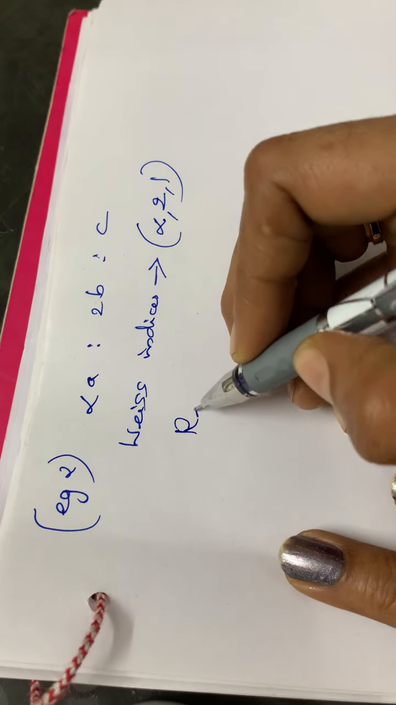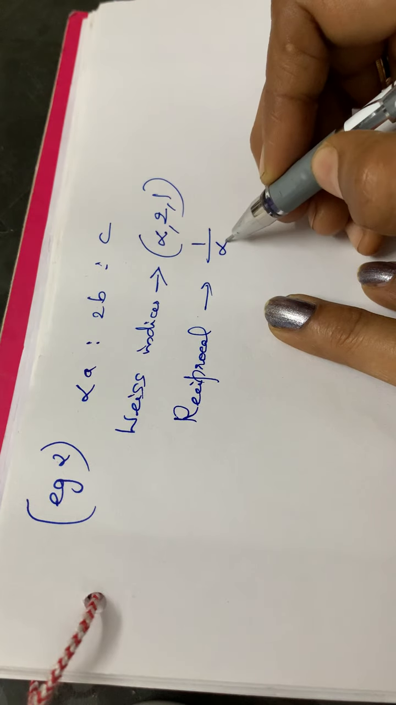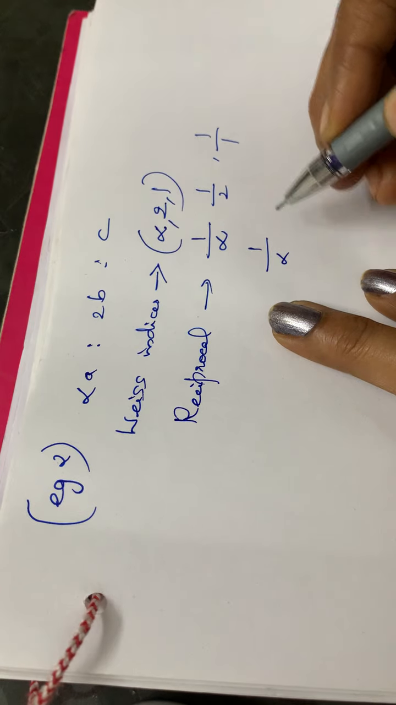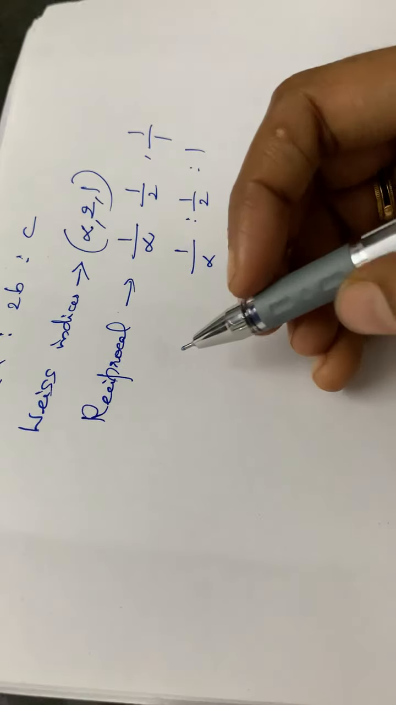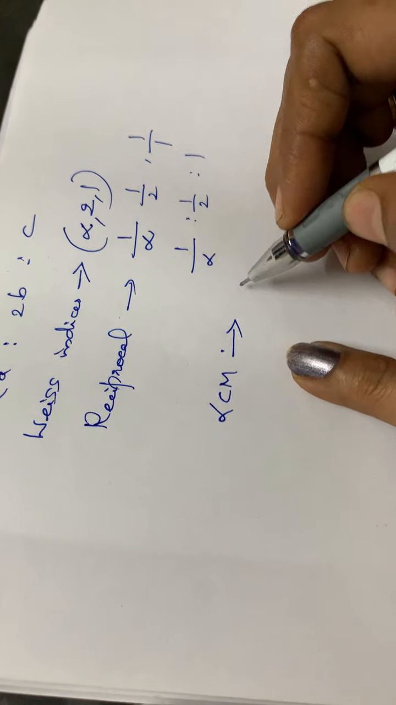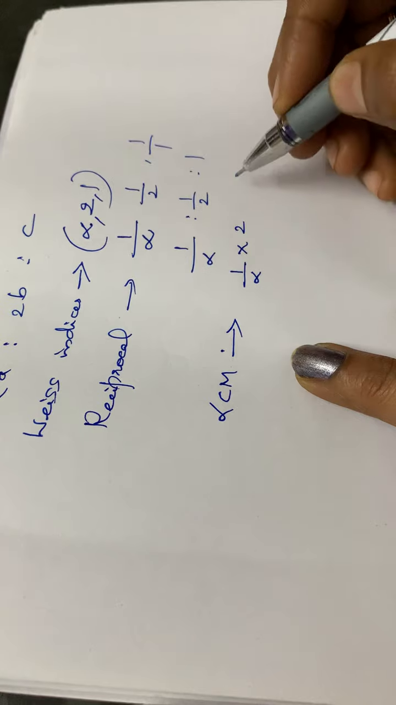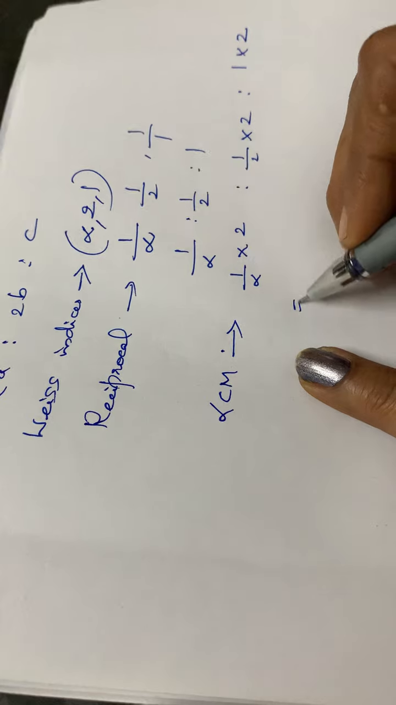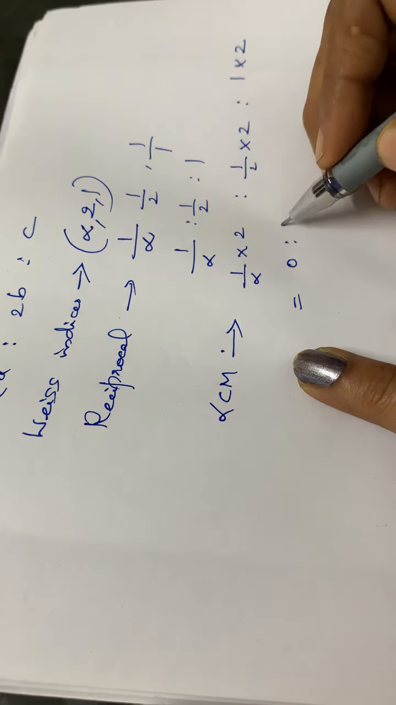Then what is the next step? You have to take the reciprocal. So reciprocal means it will be 1 by infinity, then 1 by 2, then 1 by 1. Then what is the next step? You have to take the LCM, or multiply by 2. The LCM will be 2, isn't it? So 1 by infinity into 2, 1 by 2 into 2, and 1 into 2. So 1 by infinity is 0 into 2, which is 0, then 1, then 2.